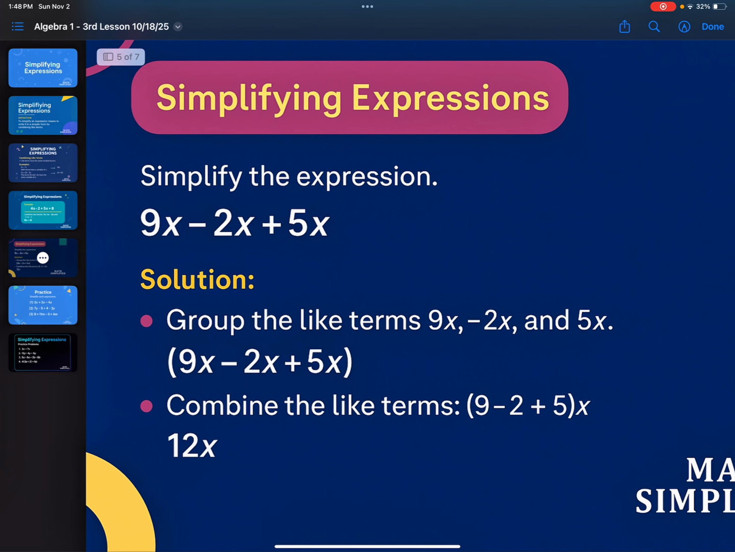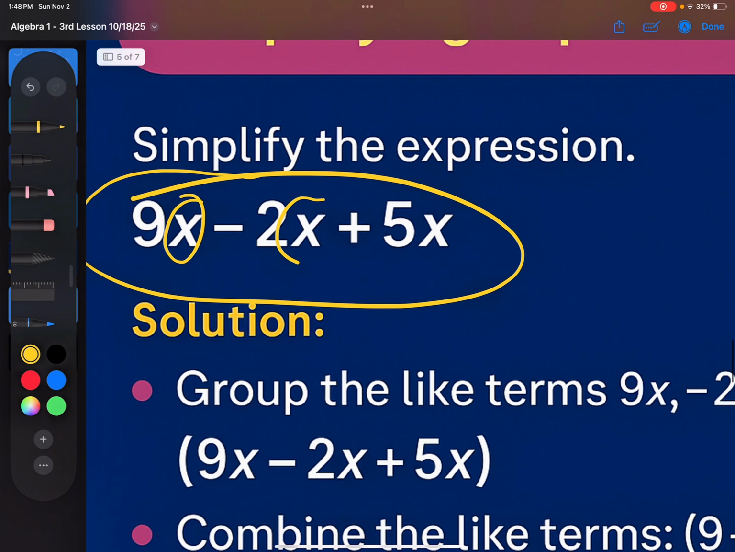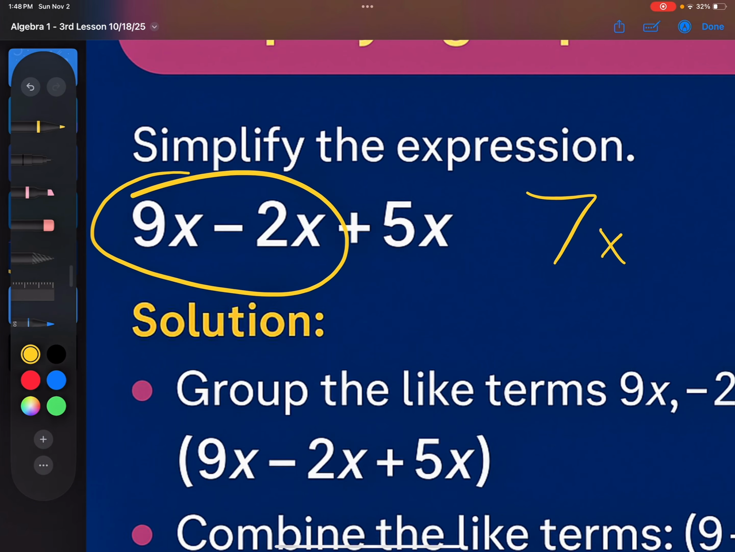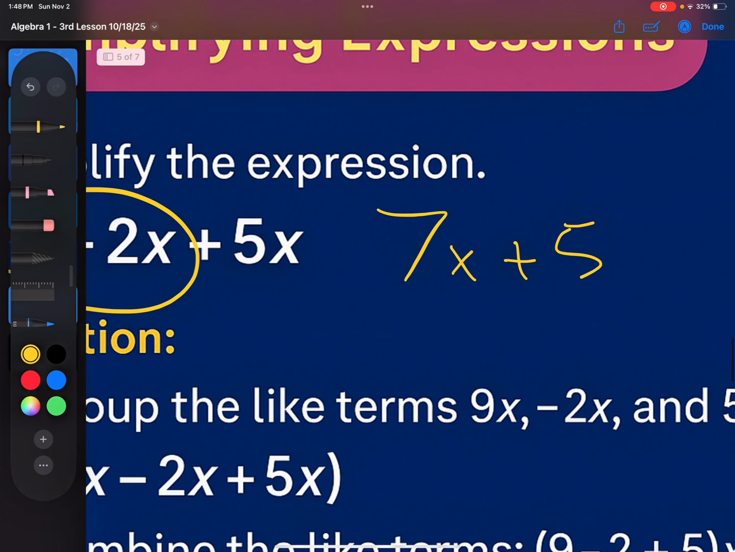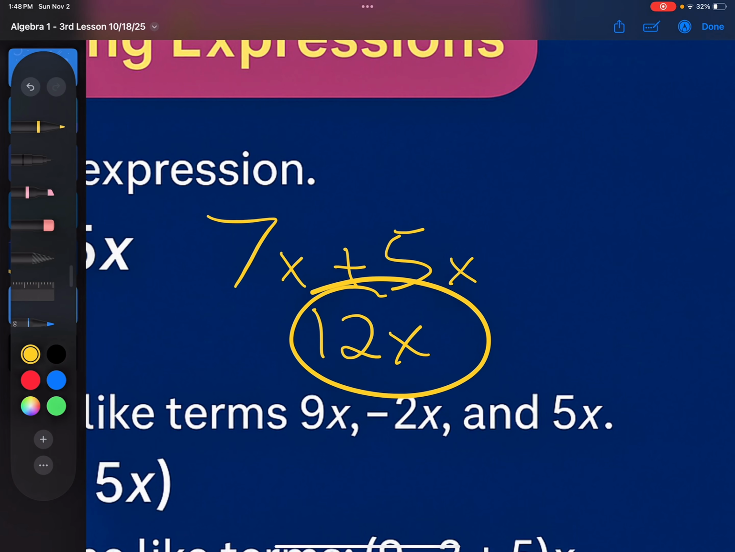Here it says simplify the expression 9x minus 2x plus 5x. We can combine all of them since they all have the same variable, x. So we won't have any problem simplifying this expression. What's 9x minus 2x? That would be 7x. Then we bring the 5x, and we can simplify even more to 12x. So this would be our simplified expression, 12x.